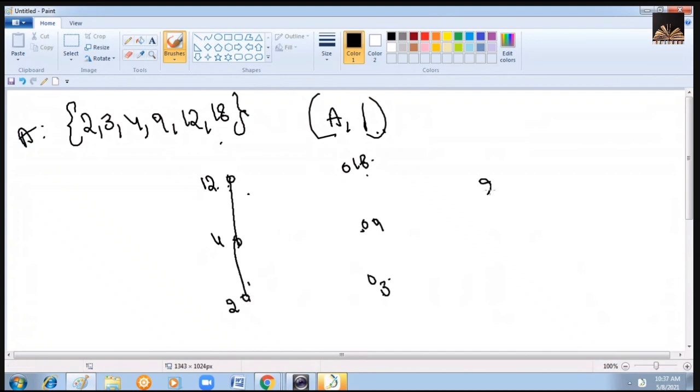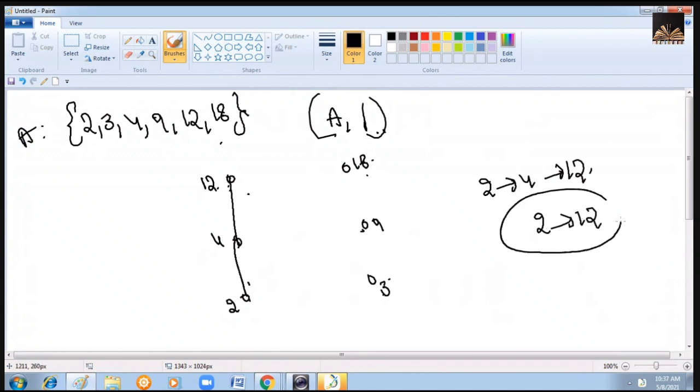So when the Hasse diagram has a path from 2 to 4 and from 4 to 12, it obviously means that 2 to 12 is also a path. So there is no need to draw an edge from 2 to 12. Why? Because 2 to 4 and 4 to 12 implies that there is a path from 2 to 12. That means 12 is divisible by 2. Similarly, 9 is divisible by 3, and 18 is divisible by 9.